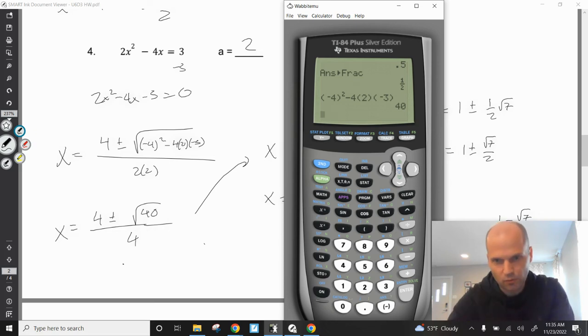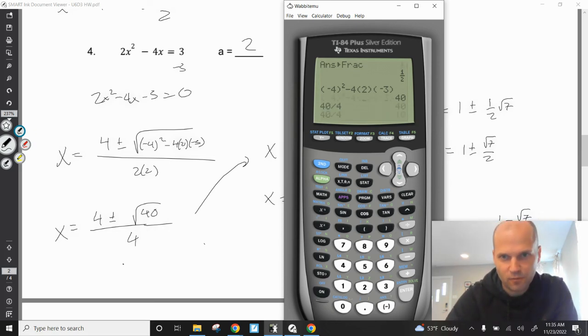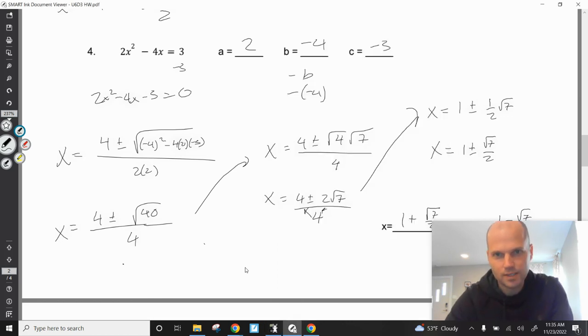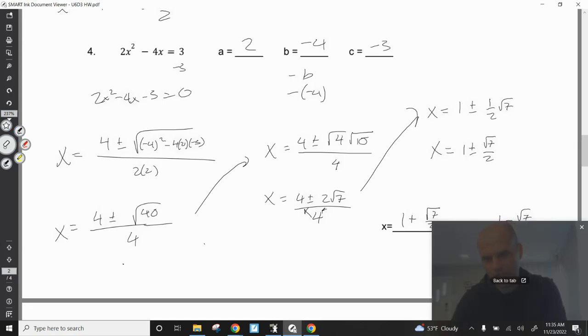We've seen root 40 before. 40 can be divided by 4, and it's 4 times 10. So this turns into root 10. It's really not that much of a change. But still, it's like, come on, Mr. Messer. This is good to show that teachers make mistakes too.